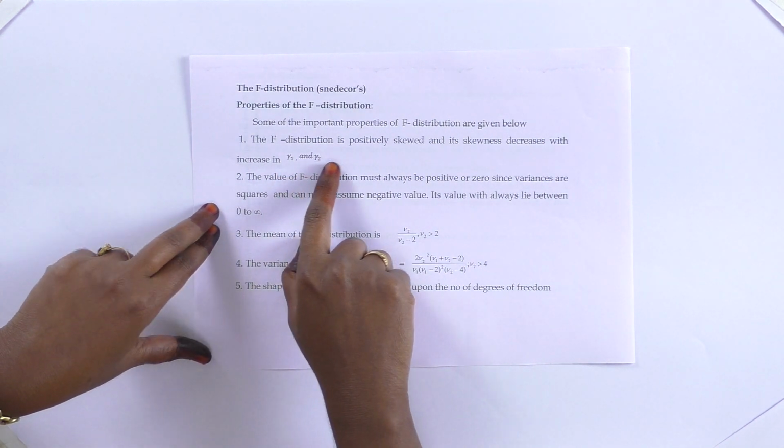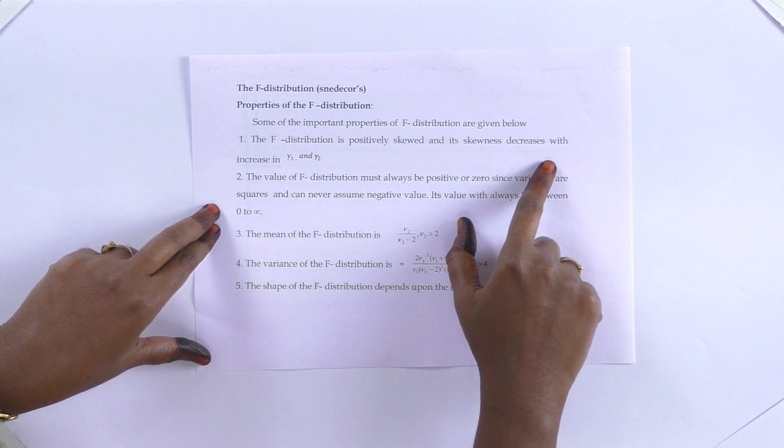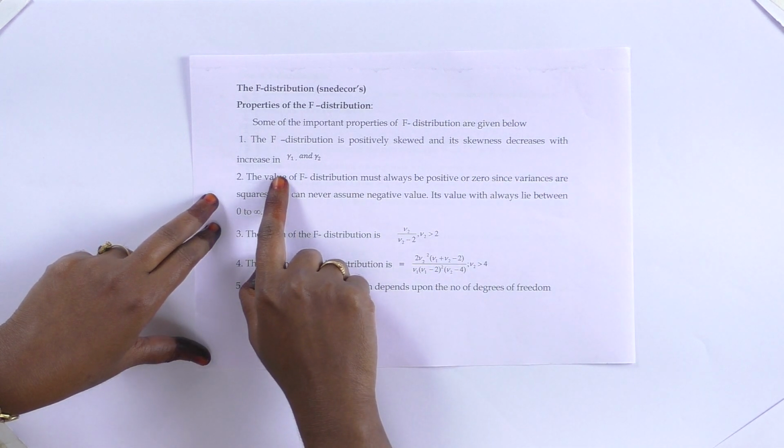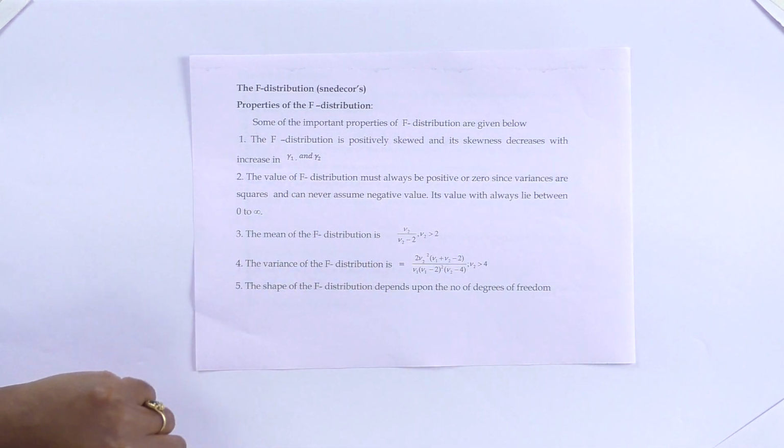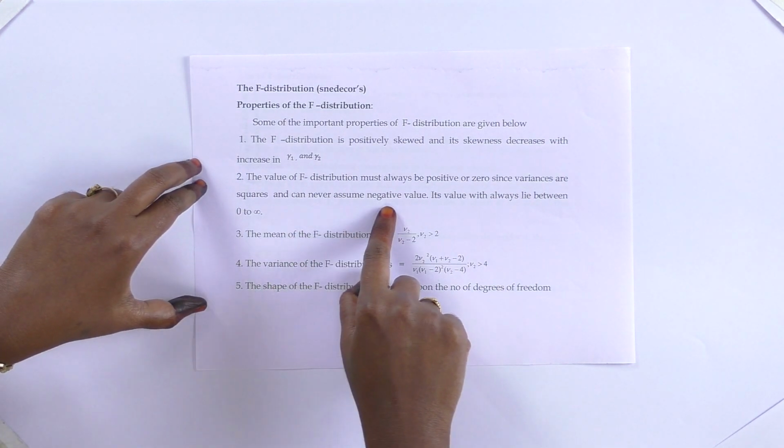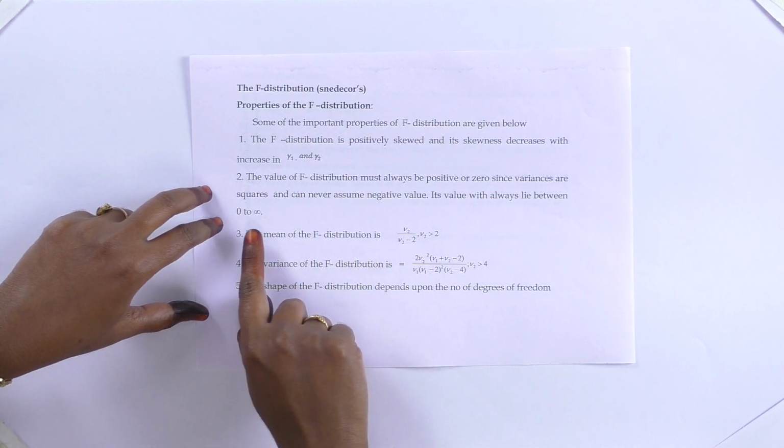The F distribution is positively skewed and its skewness decreases with increases in mu1 and mu2. Here we consider two samples, the corresponding sizes are n1 and n2. The corresponding population variances are sigma1 and sigma2. And the corresponding degrees of freedom for the first sample is mu1 and for the second sample is mu2. The F distribution always lies between 0 and infinity.